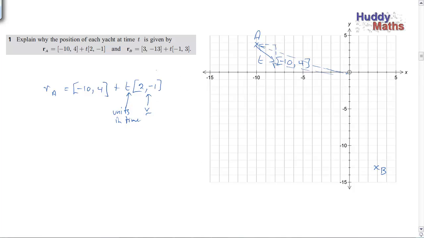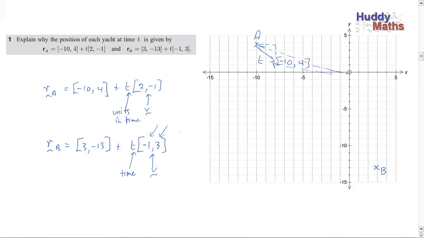And we could say the same for B here. To get to the point B, R of B, these are vectors, bold there, you travel out to the point 3, neg 13, and then the growth factor, if you like, is t lots of neg 1, 3. Why is it neg 1, 3? Well, this is a velocity vector, and if we say every unit in time, it's going to travel that distance, neg 1 in the x and 3 in the y, then that works, doesn't it?